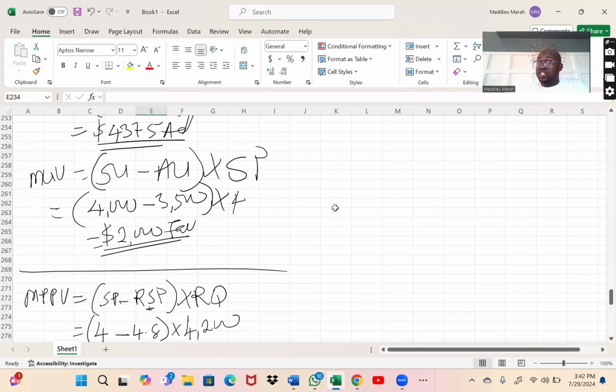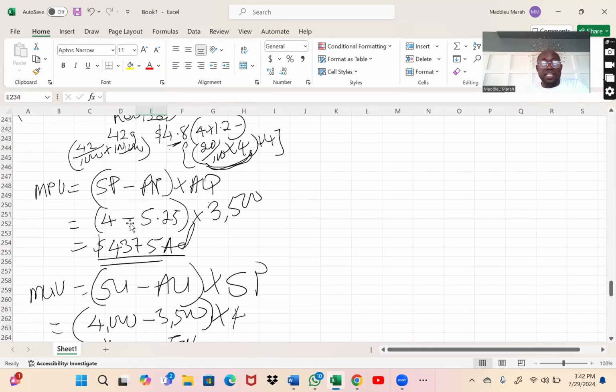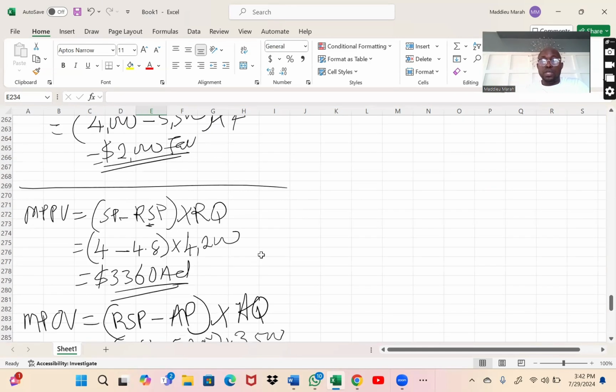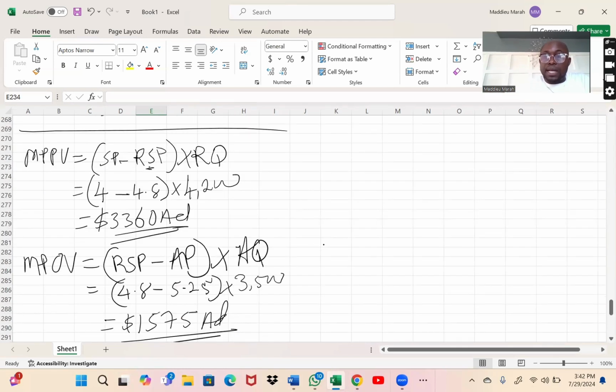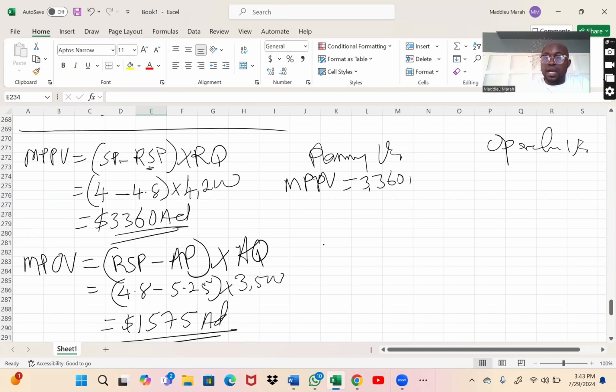So, to analyze the manager, we don't look at the basic material price variance and material usage variance. We don't consider them. So we look at the planning variances and operational variances. For planning variances, we have the material price planning variance, which is 3,360 adverse. And for operational variances, we have the material price operational variance, which is 1,575 adverse.